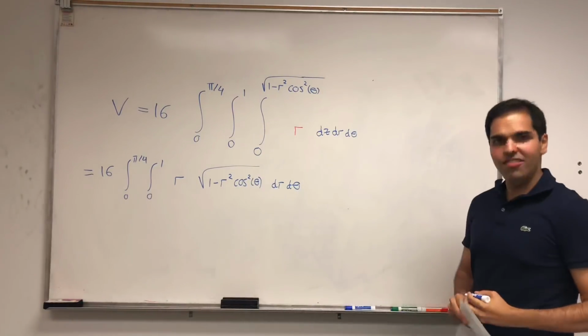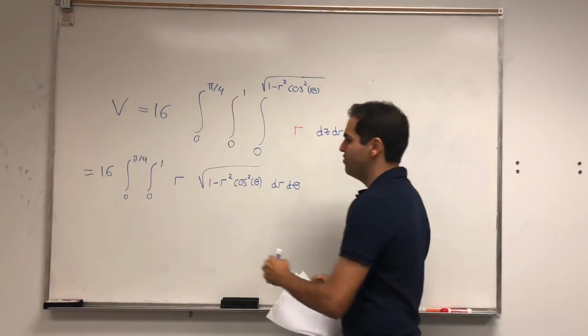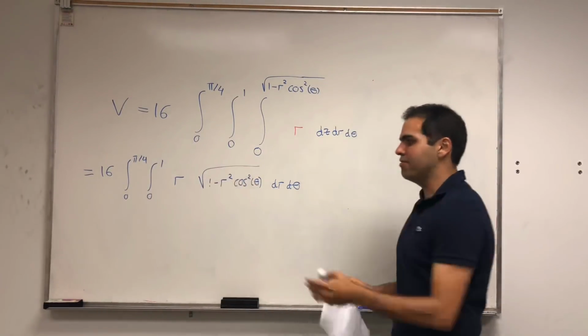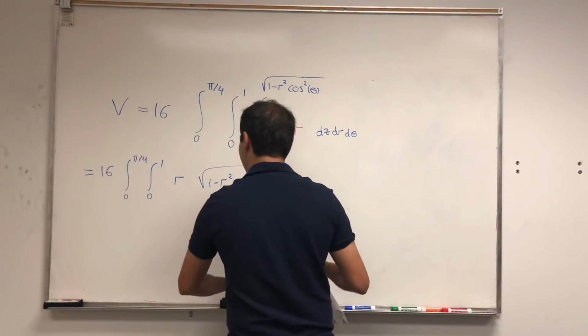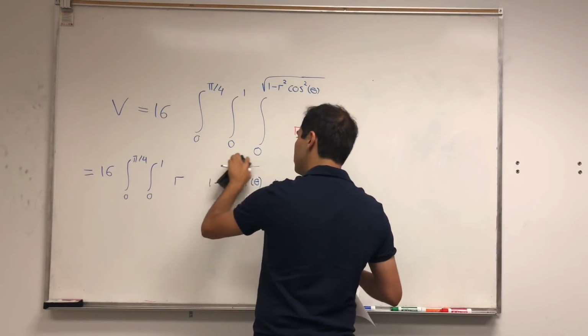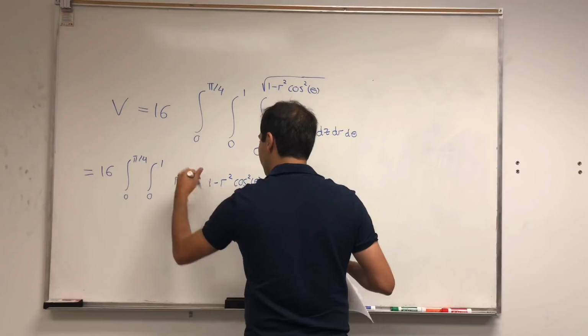And now let's evaluate this. As I mentioned before, without the r, it would have been very complicated, but now it's not too bad. So, first of all, the square root, just write it down as a power of 1/2.